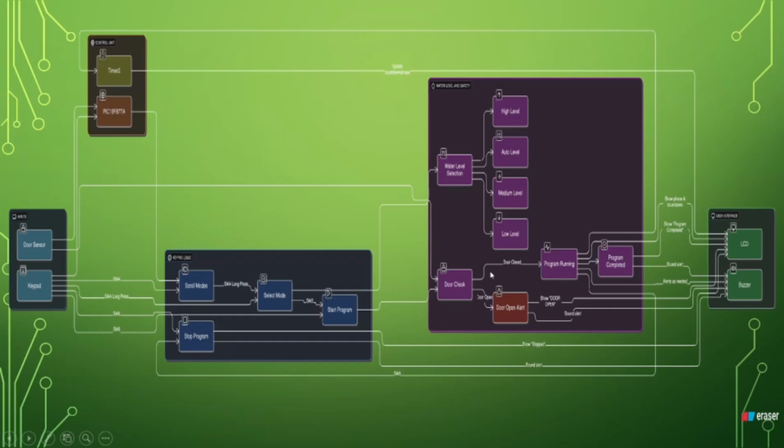If the door is opened, then we have to turn on the buzzer and show on the LCD that the door is open. Then when the door is closed, we have to go to the logic. There are 5 different levels: high level, auto level, medium, and peak level.